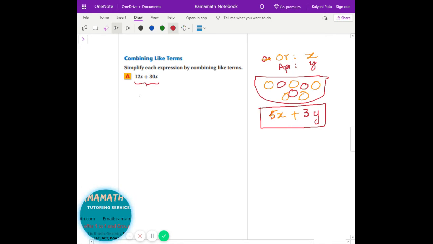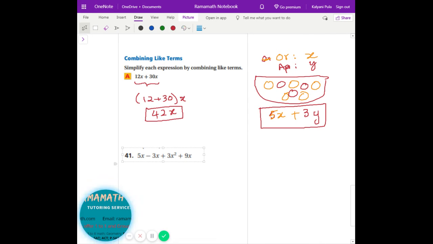So all I need to do is 12 plus 30, and then keep that x. So 12 plus 30 is 42x. Basically 12 oranges plus 30 oranges altogether is 42 oranges. Does that make sense? Let's try this question.